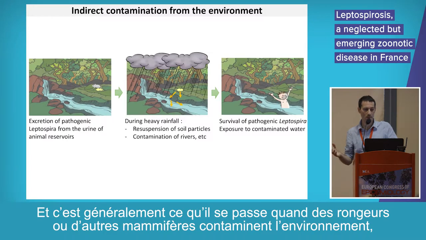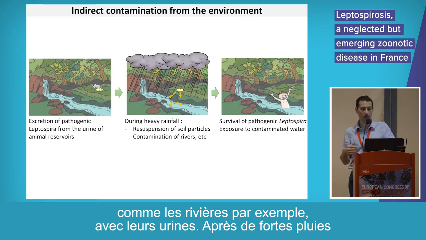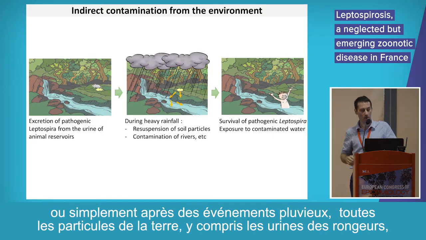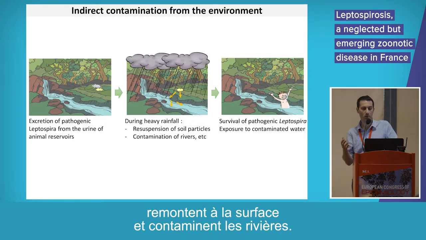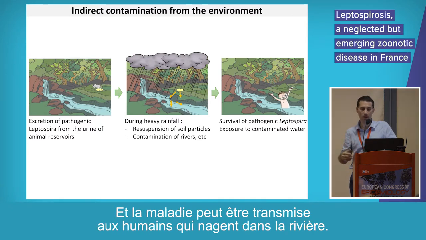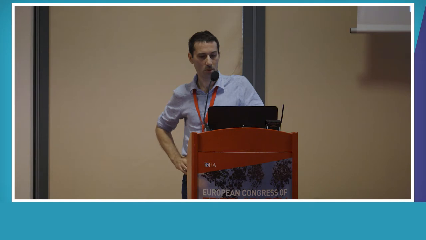So usually what happens is that rodents or other mammals contaminate the environment, the banks of a river, for example, with their urine. And after heavy rainfalls or just rain events, the soil is resuspended. All the particles of the soil, including the urine of these rodents, are resuspended and contaminate the rivers. Then people swim in this river, and you can have transmission of the disease to these people.